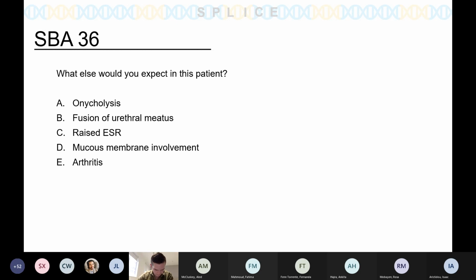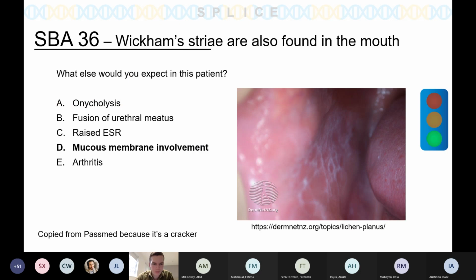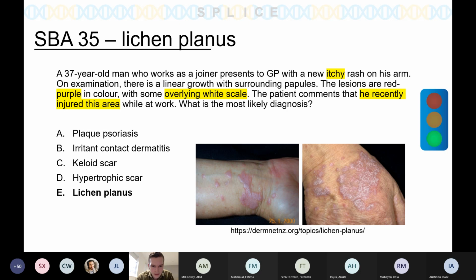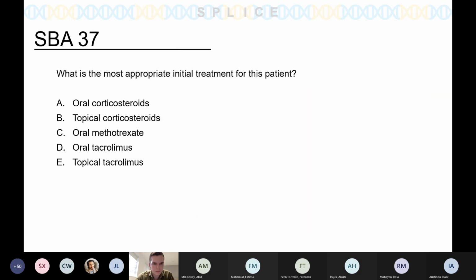Here's another question. Sorry, I accidentally. It's all right. No, it's all right. I mentioned Wickham striae as being the overlying silver scale that you can see there. What this question was getting at was that you can have Wickham striae in the mouth as well, i.e. mucous membrane involvement. So I'll go back. The white scale there in the mouth is kind of the same as the white scale there over that plaque. Wickham striae, just an eponymous little sign to learn.